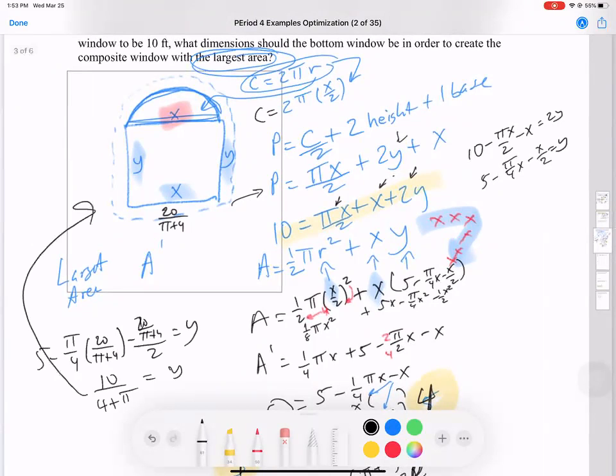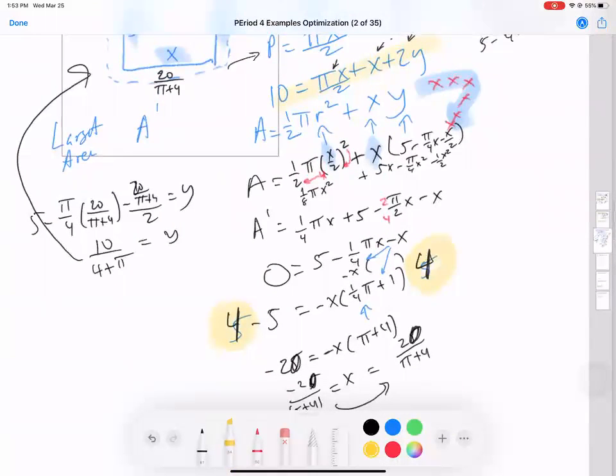And that's our y value. How do I know this? Because these are the x and y values that would maximize my area, because our derivative equals 0. And you would have to check if this goes up to down or down to up.